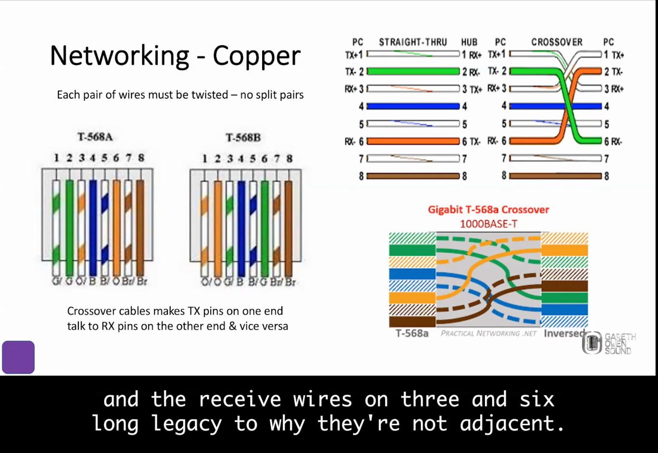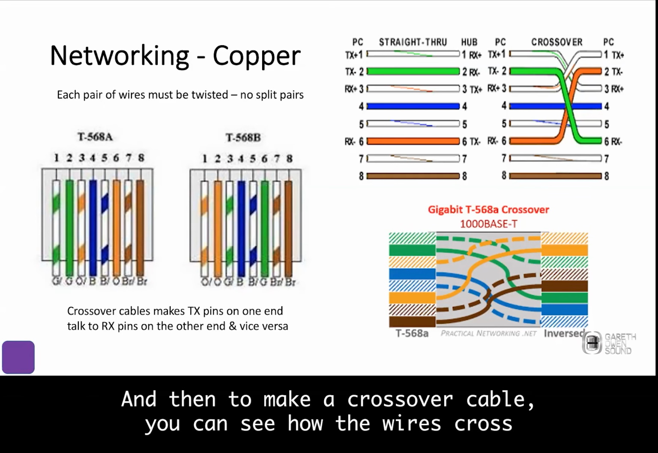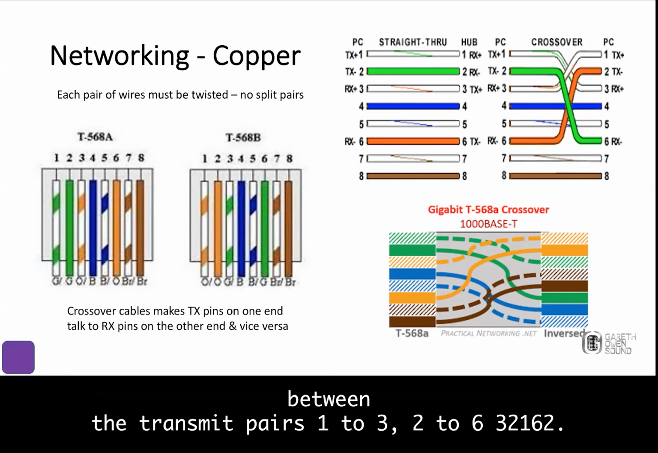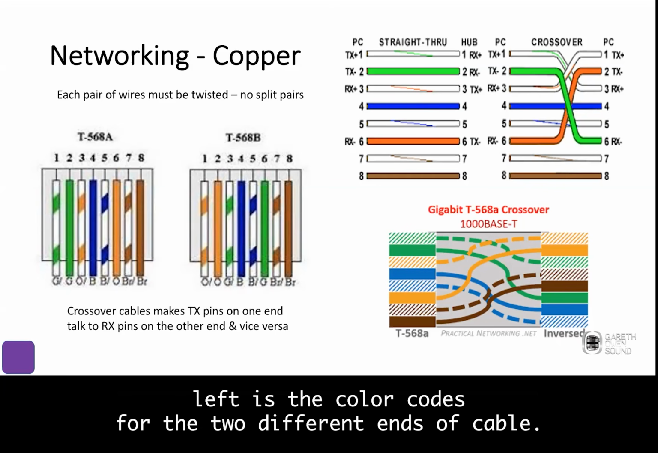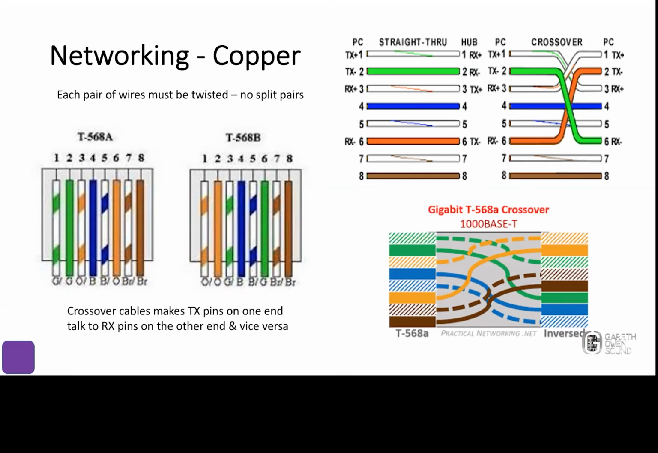Long legacy to why they're not adjacent. And then to make a crossover cable, you can see how the wires cross between the transmit pairs: 1 to 3, 2 to 6, 3 to 1, 6 to 2. On the left is the color codes for the 2 different ends of cable.